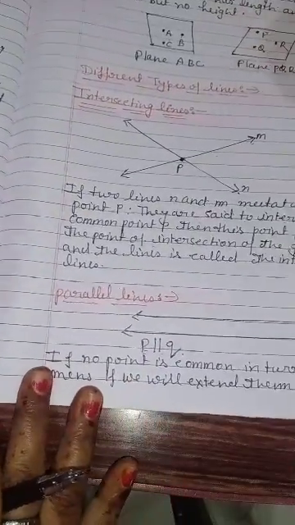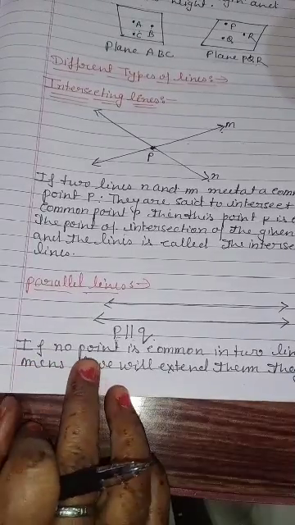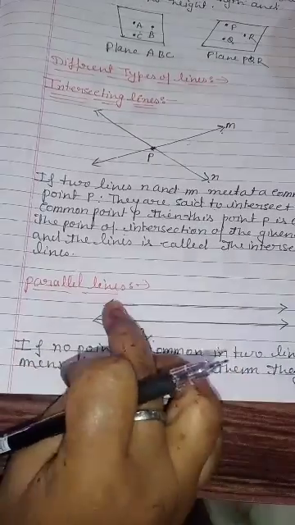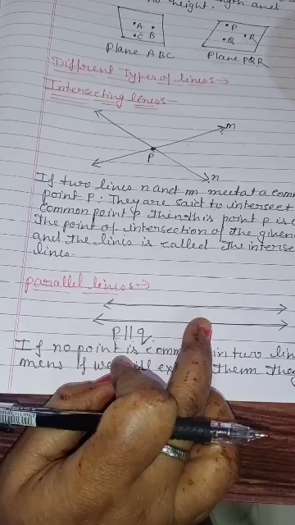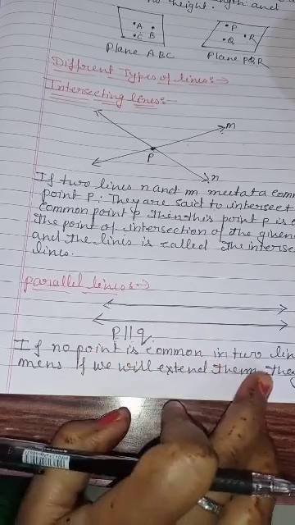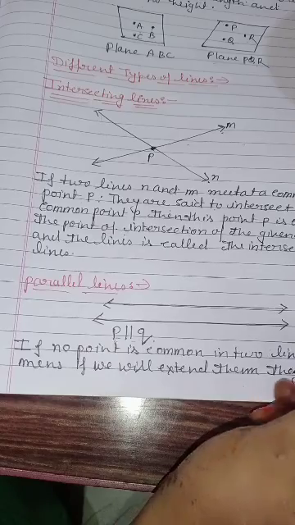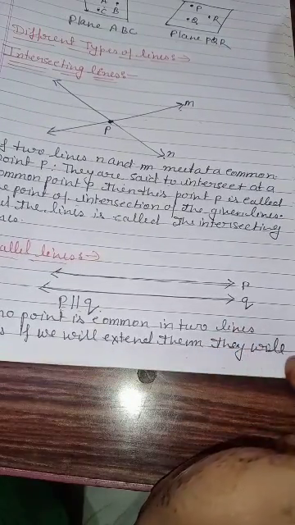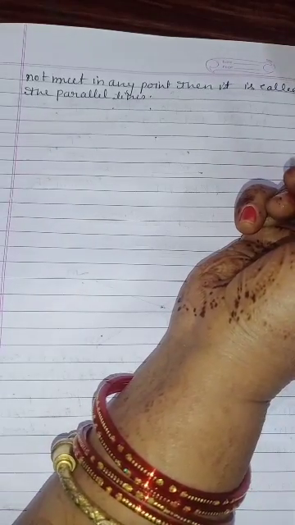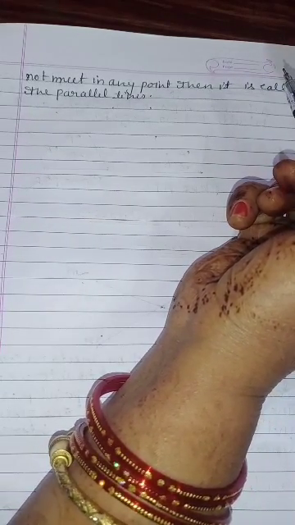Now see, beta, what will be the definition of parallel lines? If no point is common, you can see that both lines have no common point. If no point is common in two lines, means if we extend both the lines anywhere up to infinity, then they will not meet at any point. Then they are called parallel lines.